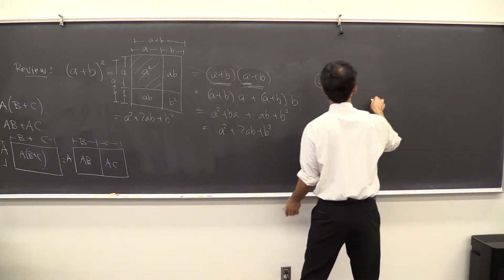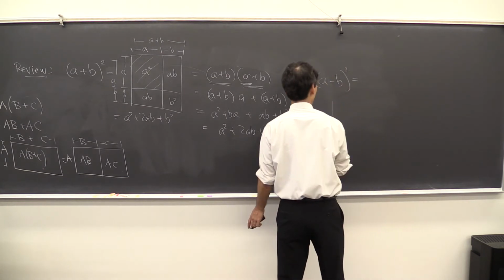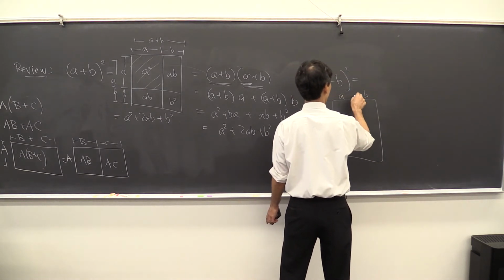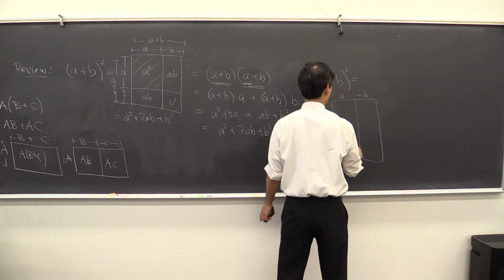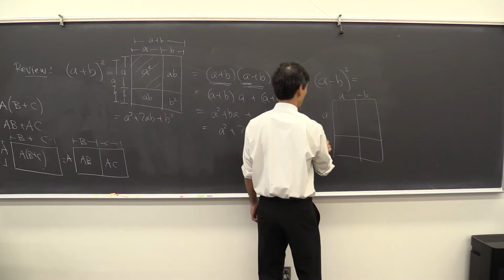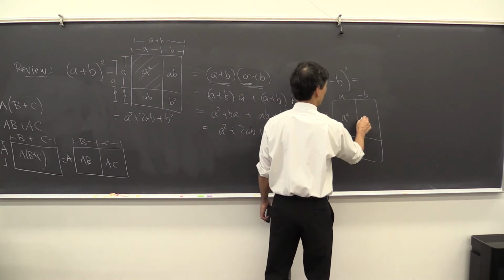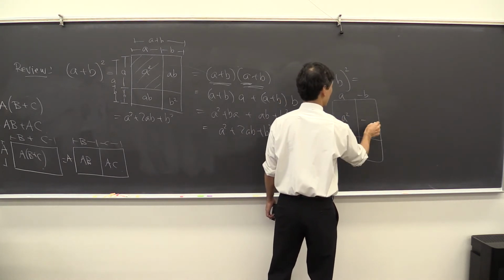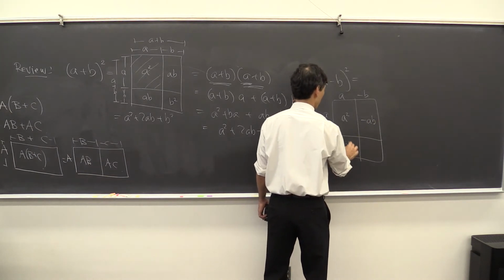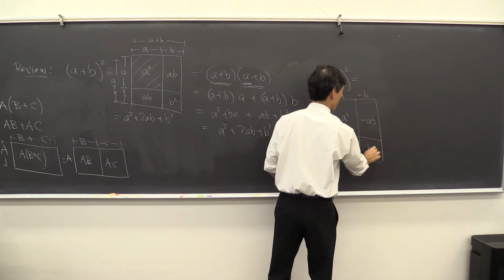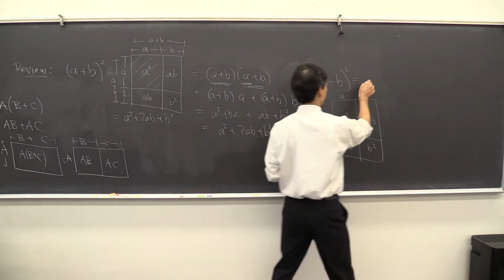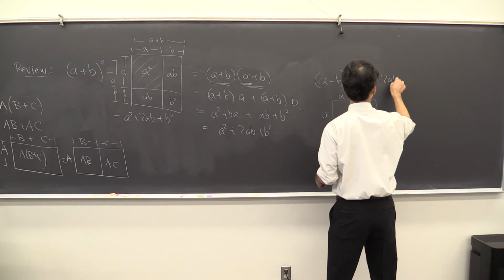(a minus b) squared, well, what's that going to be? Same sort of picture, right? You've got a and you've got minus b. So you get a squared. Here you get a times minus b. Here you get minus b times a. And here you get minus b times minus b, which is b squared. And so you end up with a squared minus 2ab plus b squared.